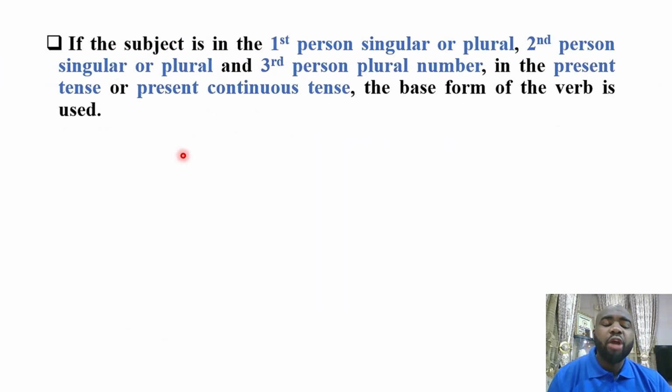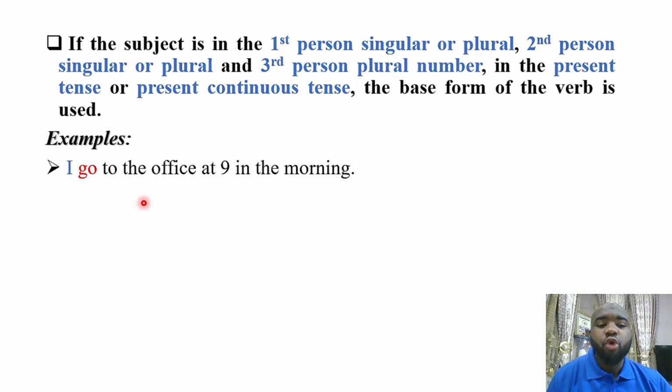Now, another instance is if the subject is in the first person singular or plural. First person like I or we, first person singular or plural. Second person singular or plural as in you. Third person plural number, all right, in the present tense or present continuous tense. The base form of the verb is used. Example, I go to the office at 9 in the morning. See, first person singular, I go to the office at 9 in the morning.